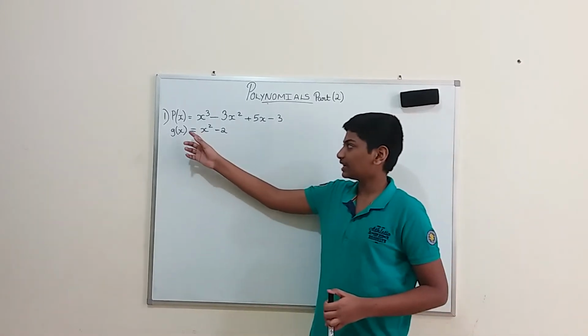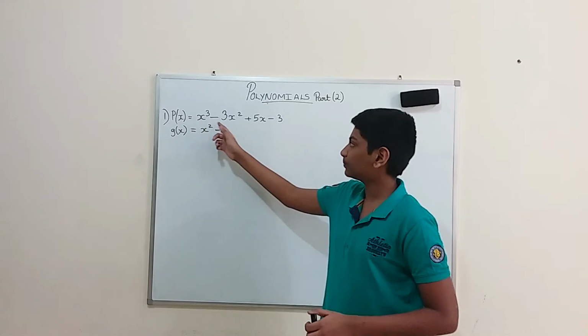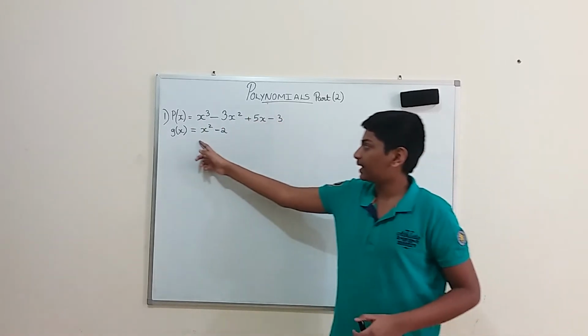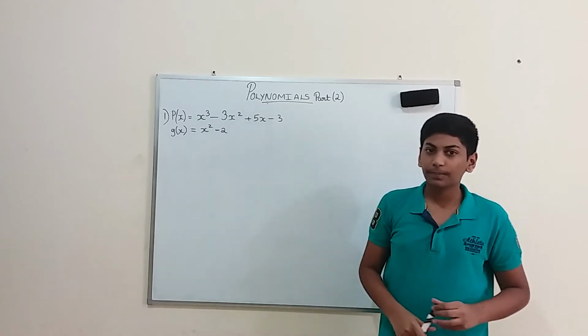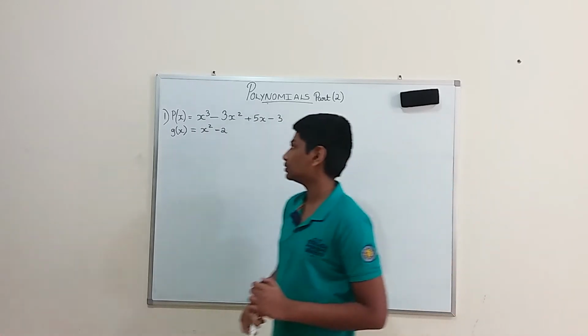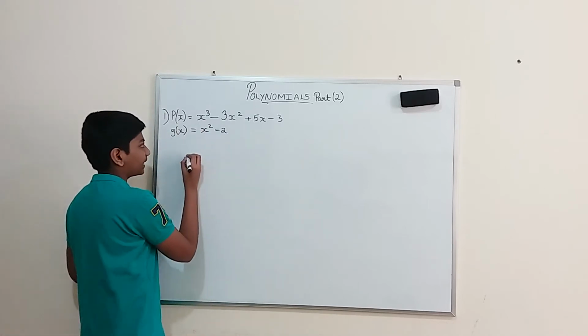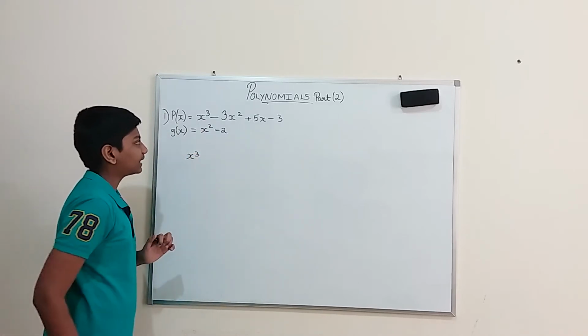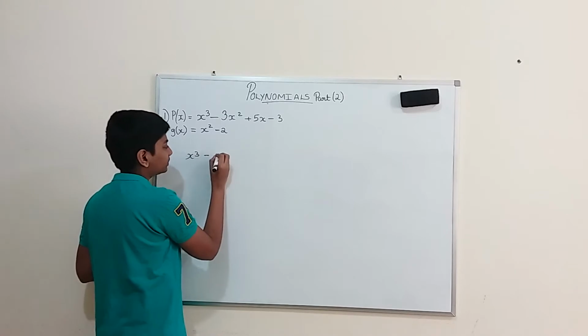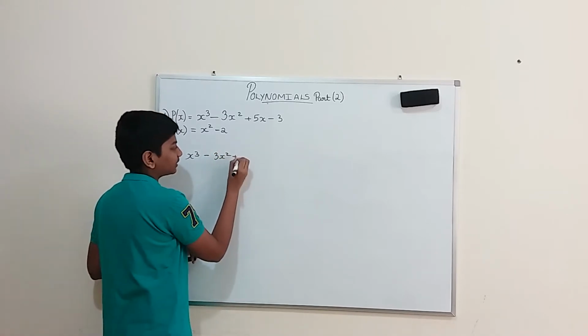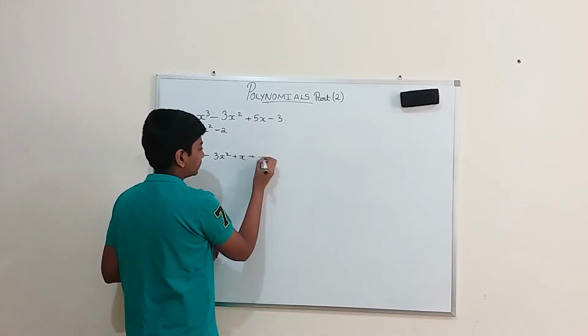So here I took an example of x cube minus 3x square plus 5x minus 3 divided by x square minus 2. Before dividing it, we need to check what values are there. First, they are having an x cube. Second, a minus 3x square. Then one x they have, then one normal constant they have.